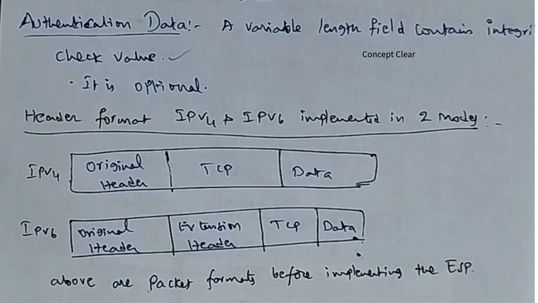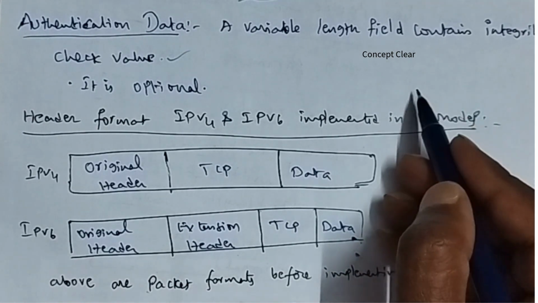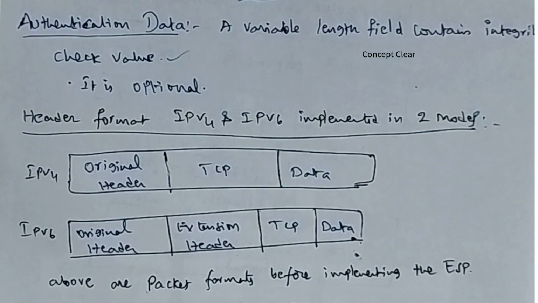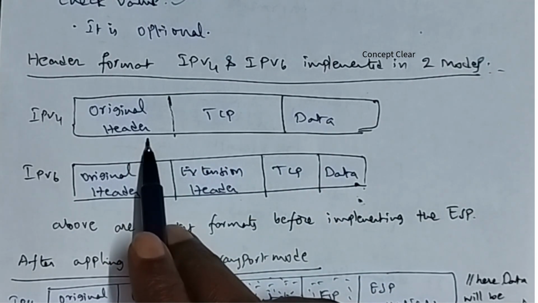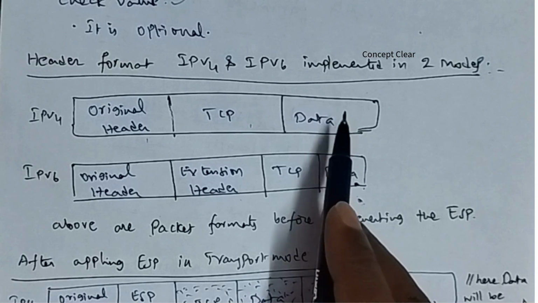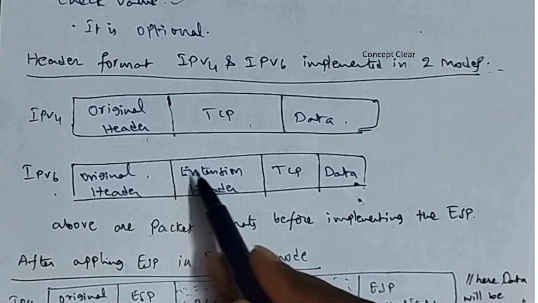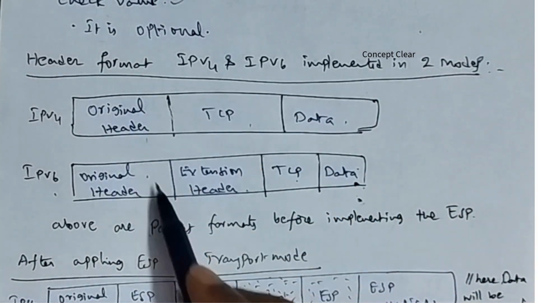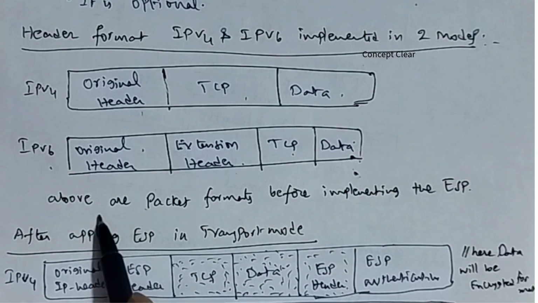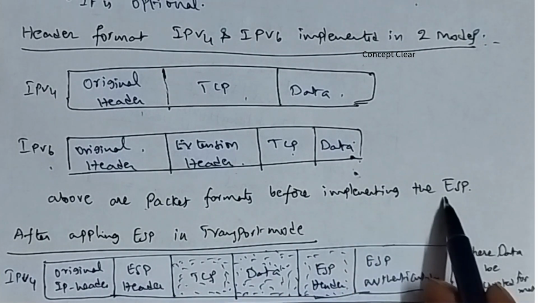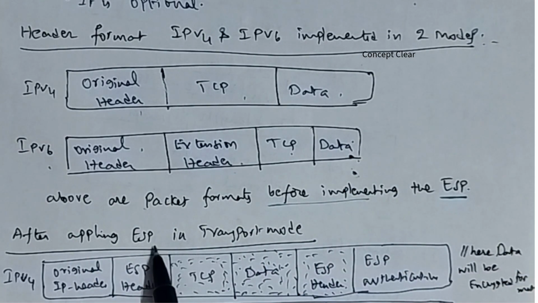Here the header format in IPv4 and IPv6 is implemented in two modes: transport mode and tunnel mode. First, what is the format for IPv4 in transport mode? Original header, TCP part and data part. That is IPv4. And IPv6 contains the original header, extension header, TCP and data. These are the packet formats before implementing the encapsulation.